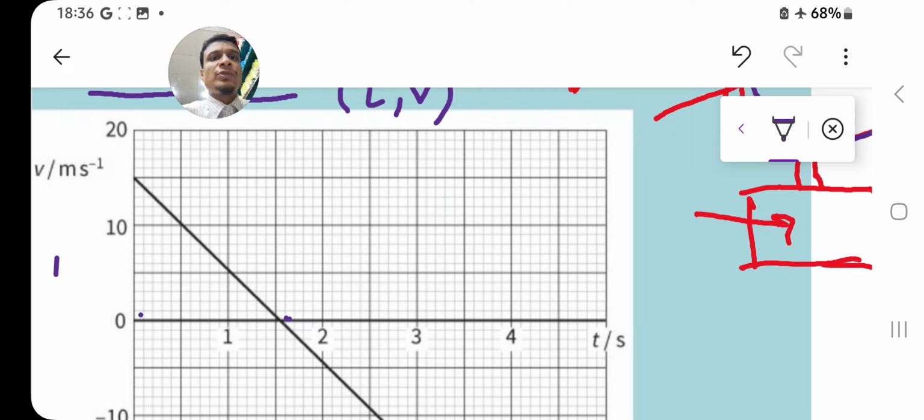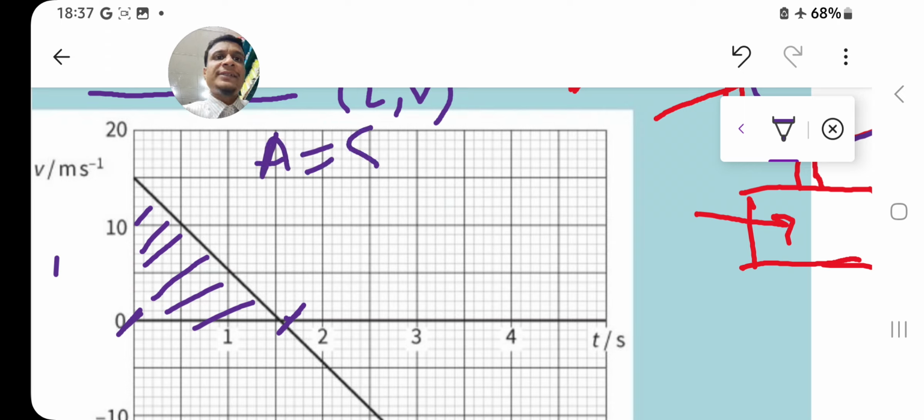When the ball is released, the time is 0, and when the ball is at the highest point, the velocity is 0. So we need to find the area of this shaded region, this shaded triangle. When we find this area, we will get the distance.